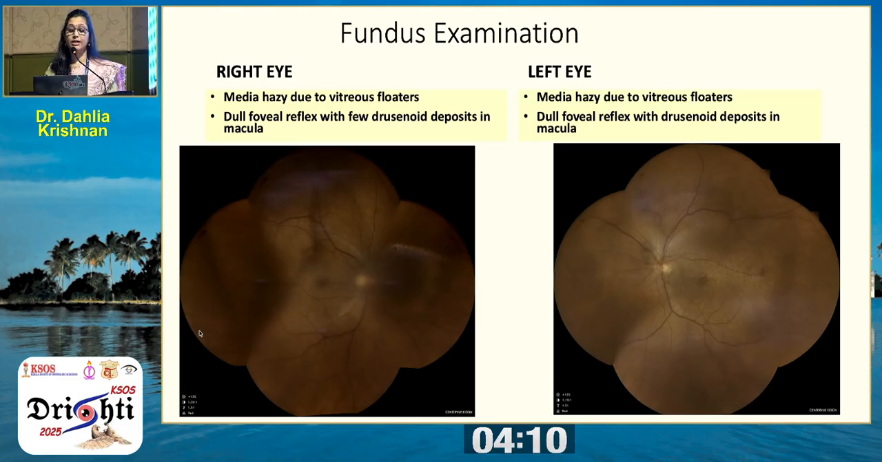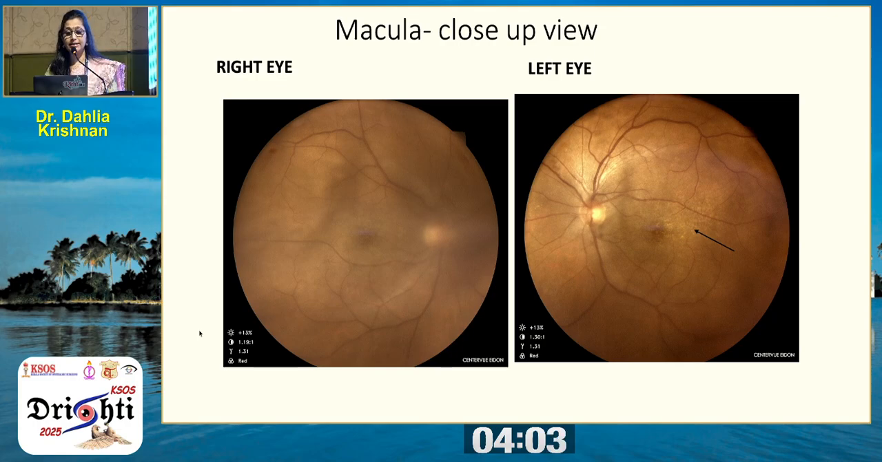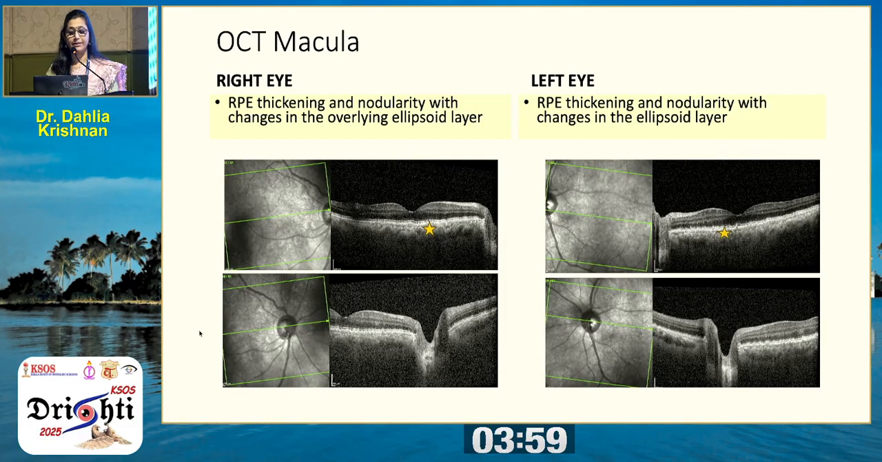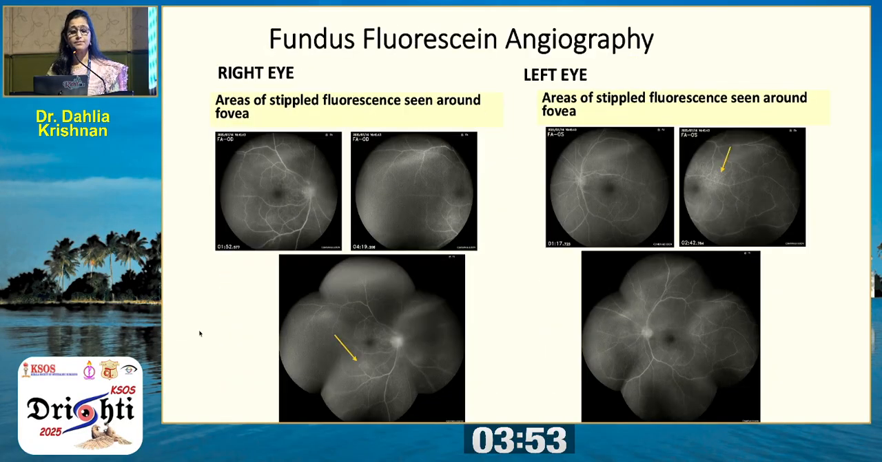The media was hazy due to large vitreous opacities. There was a dull foveal reflex with a few drusenoid deposits. If you look clearly, there were drusenoid deposits in the perifoveal region, more visible in the left eye. OCT macula was done, which showed RPE thickening with nodularity, with changes in the ellipsoid layer. Fundus fluorescein angiography showed some stippled fluorescence in the perifoveal region.